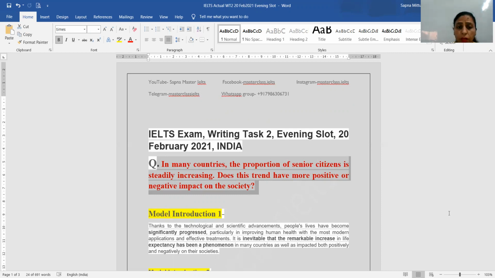And for the introduction, I'll be giving you the model introduction. That will be the sample answer related to it, and what kind of words or synonyms can be used.